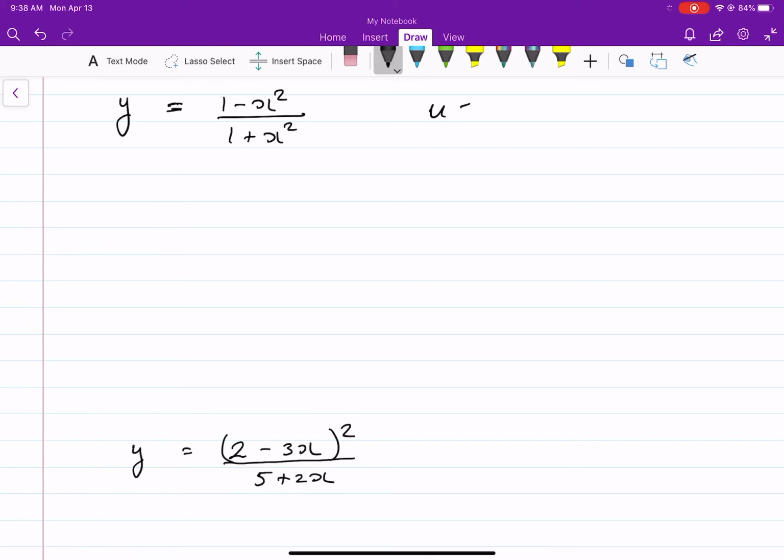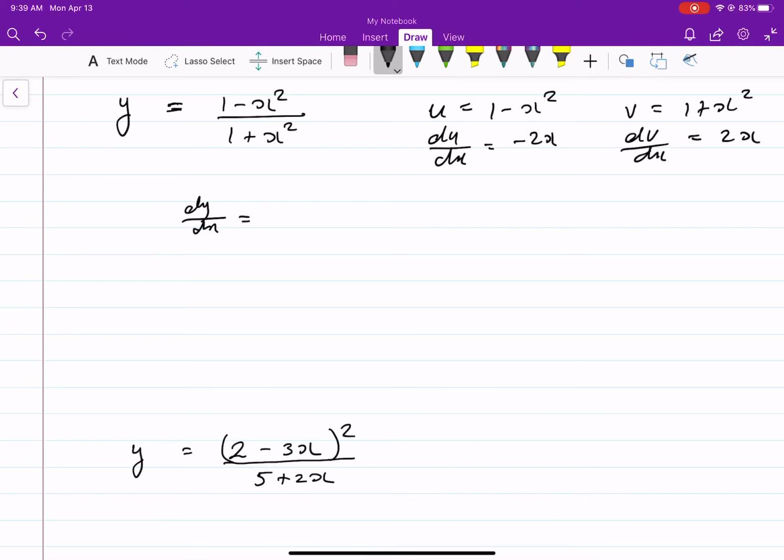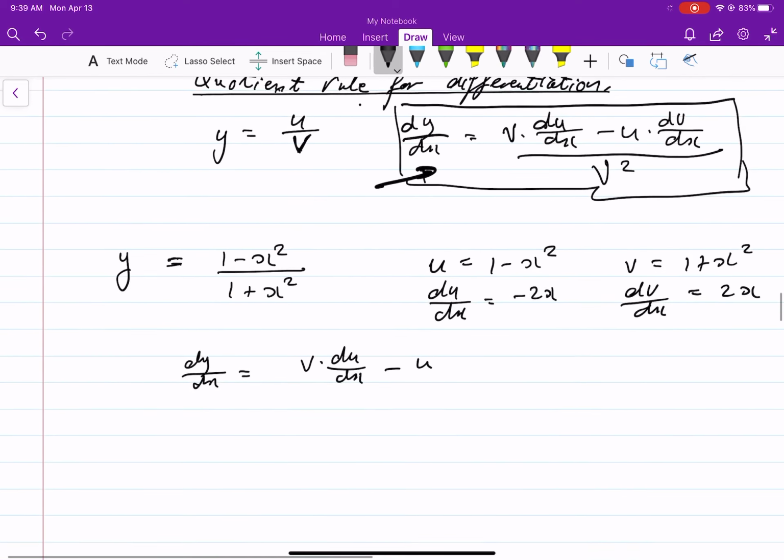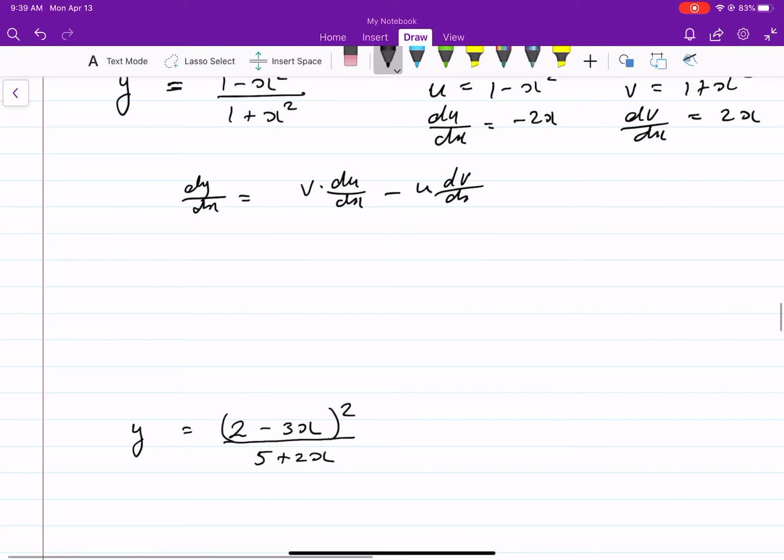We let u be equal to the numerator, 1 minus x squared. And we let v be the denominator, which is 1 plus x squared. du/dx is minus 2x. dv/dx is equal to positive 2x. dy/dx, I'll write back the quotient rule here. v du/dx minus u dv/dx, all upon v squared.